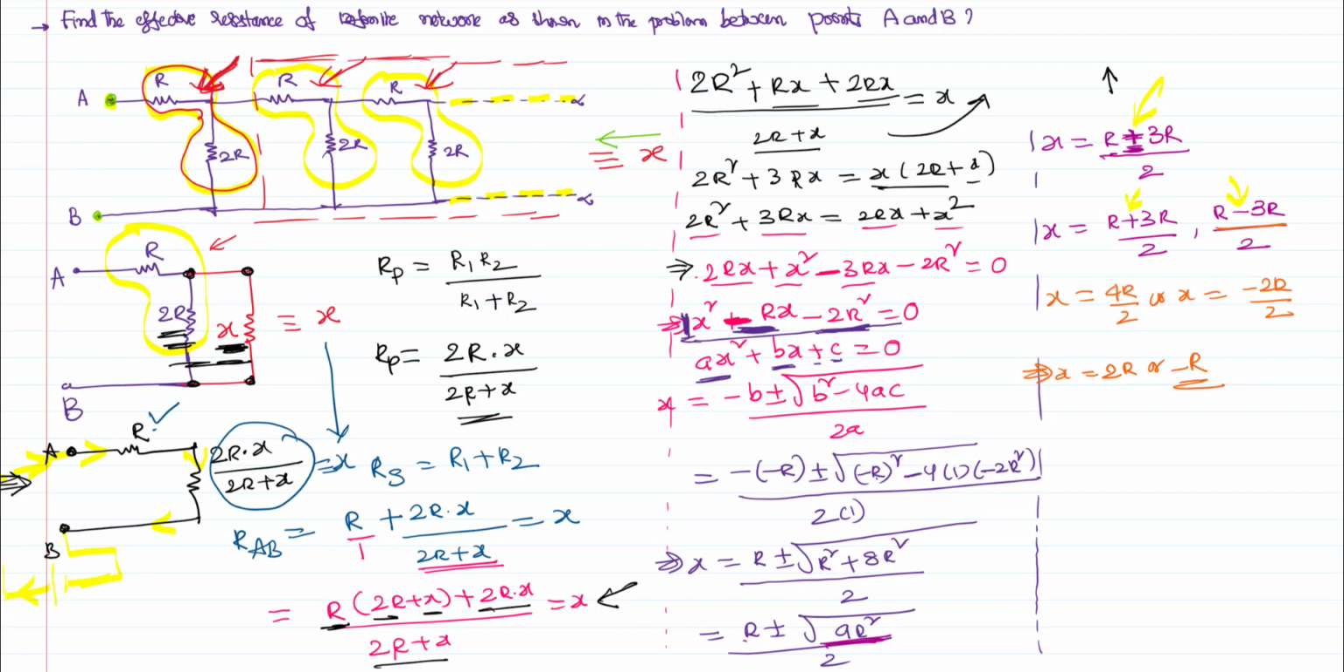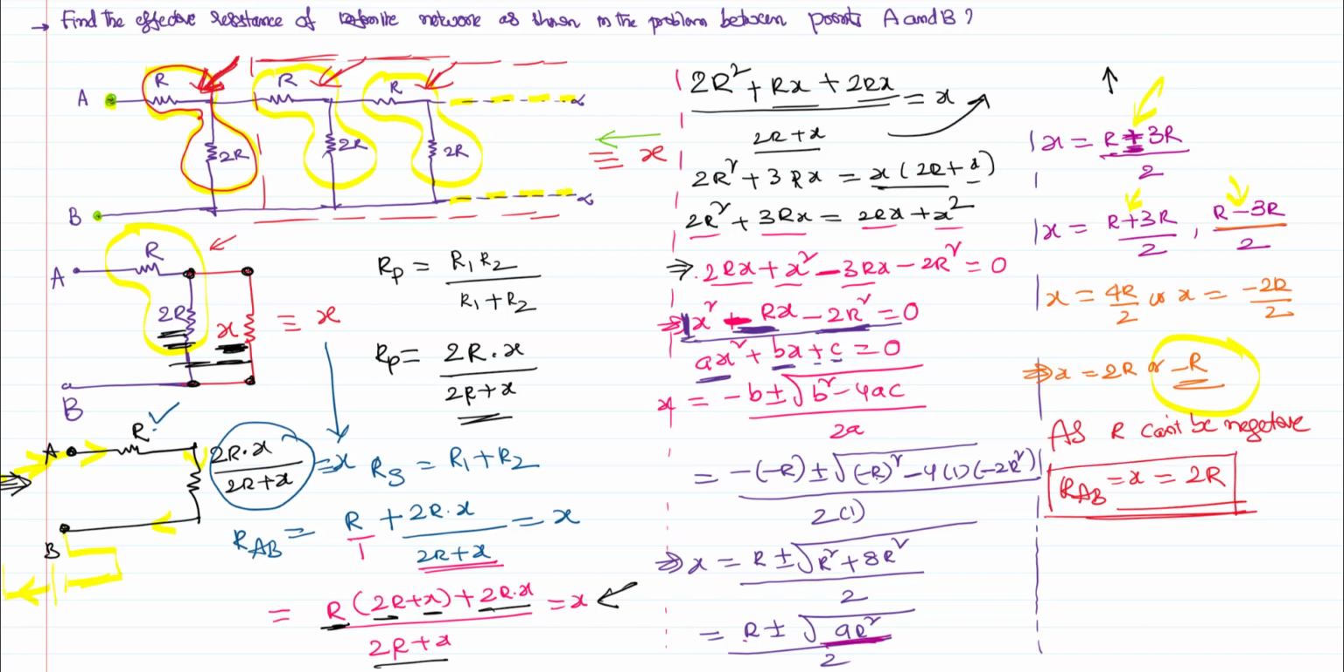The negative value is ruled out because we are connecting so many resistors, it's not going to give a negative value. As resistance can't be negative, the resistance between the points A and B, that is X, is nothing but equal to 2R. That's what your answer is. Finally we got the answer.